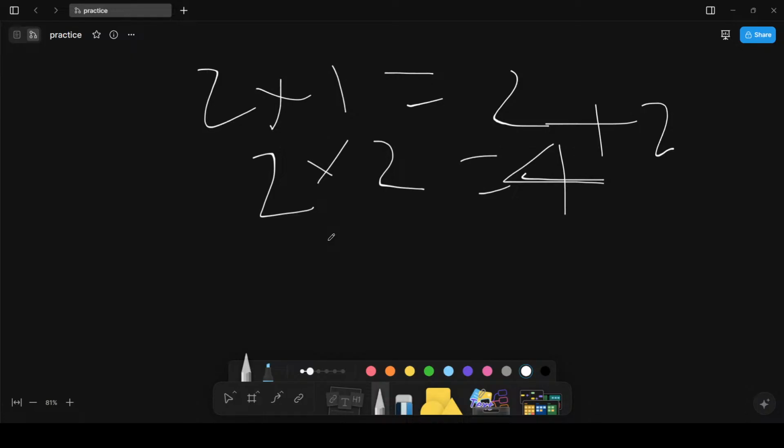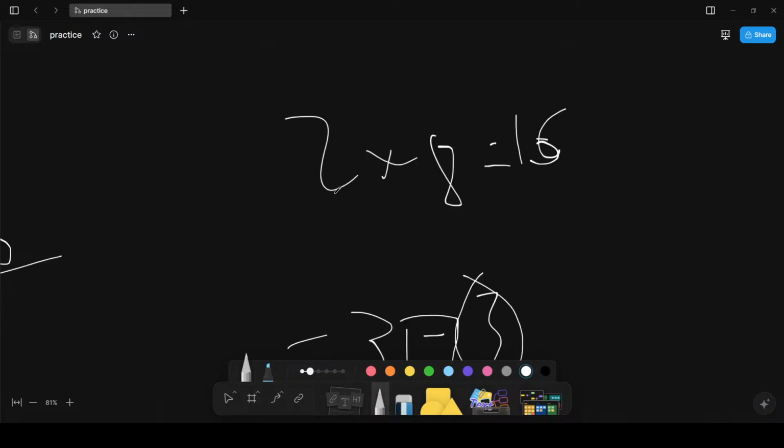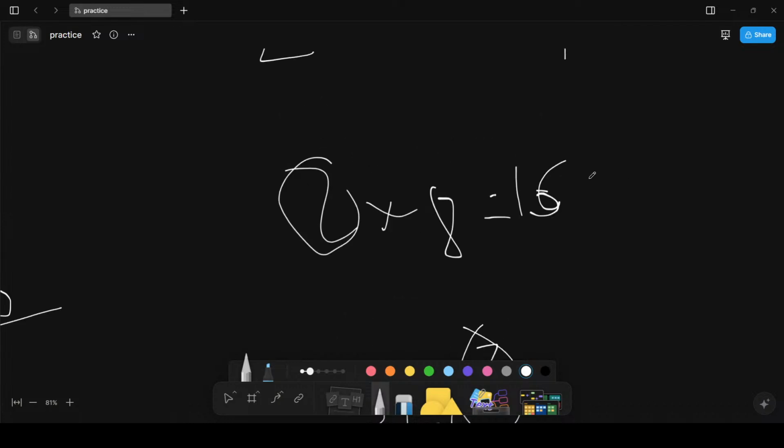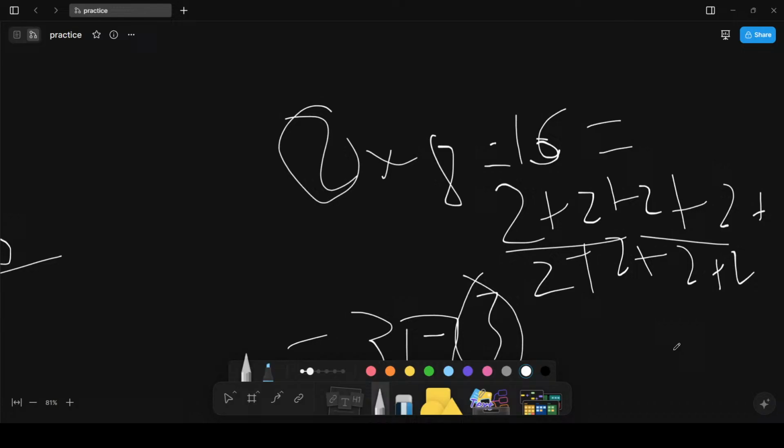So let's take any example. Let's say 2 multiplied by 8 is 16 if you do it in a calculator. What does this mean? This just means add 2 eight times. Yeah, that's what it means. So let's add 2 eight times. 2 plus 2 plus 2 plus 2, 2 plus 2 plus 2 plus 2. When you add them all, it is 4, 4, 4, 4. 4 plus 4, 4 plus 4, 8. 8 plus 8, 16. Kaboom.